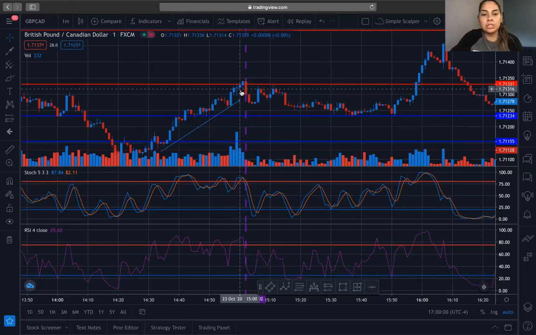So here initially, as we can see, these lines were just roaming around, hanging around the top red line on the stochastic, as well as in the RSI. Quick tip, take note of this. Whenever you see the stochastic and the RSI hanging around this red top line, which we use as classifying a line of resistance, it's a clear indication that the market is moving on an uptrend.